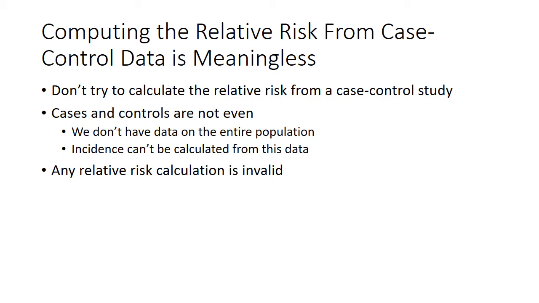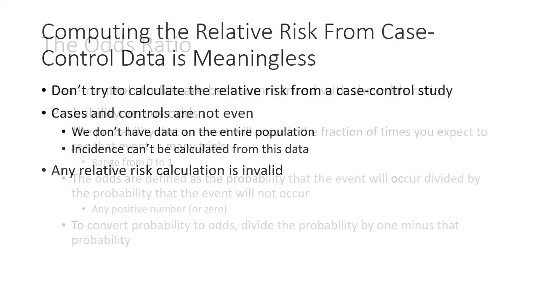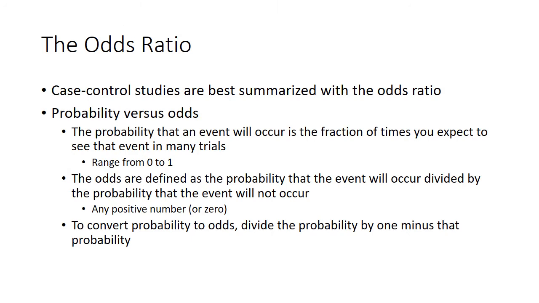Instead, we're going to be looking at odds ratios. The odds ratio is going to be the best way to summarize data from a case control study. One of the things to keep in mind is the difference between probability and odds. The probability that an event is going to occur is the fraction of times that you would expect to see that event in many different trials. So it's going to range anywhere between 0 and 1, based on that fraction.